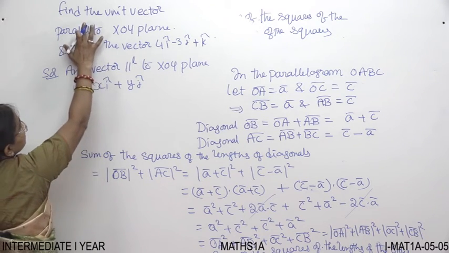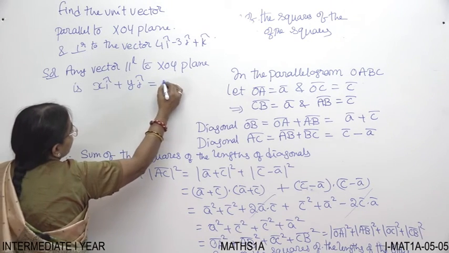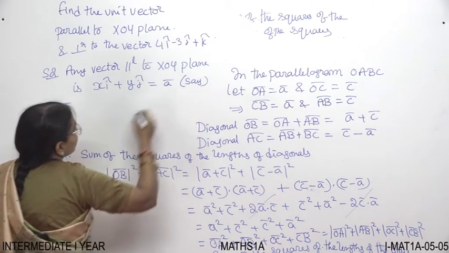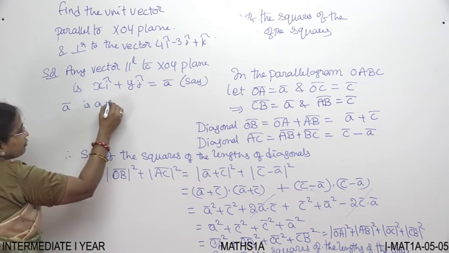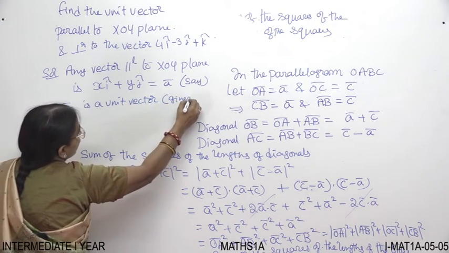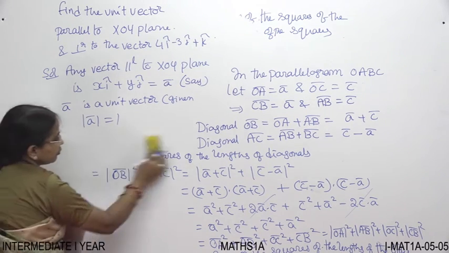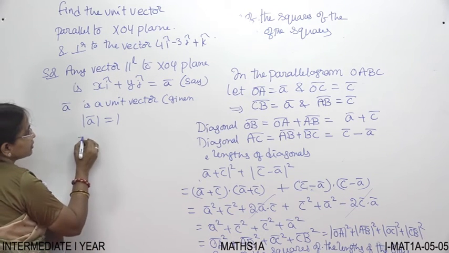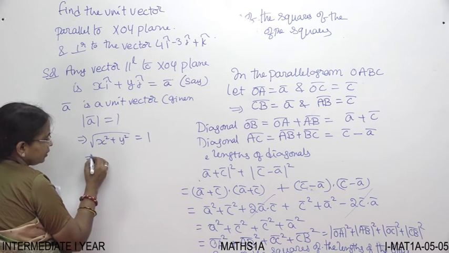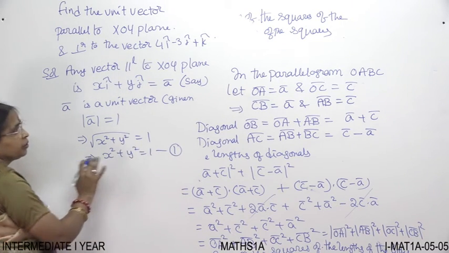Now it is a unit vector, so we'll take this as some vector A. It is given that A is a unit vector. So that means its modulus is 1. So what is the modulus of this? The modulus is root of x square plus y square, which is equal to 1. So that means x square plus y square is equal to 1, by squaring.